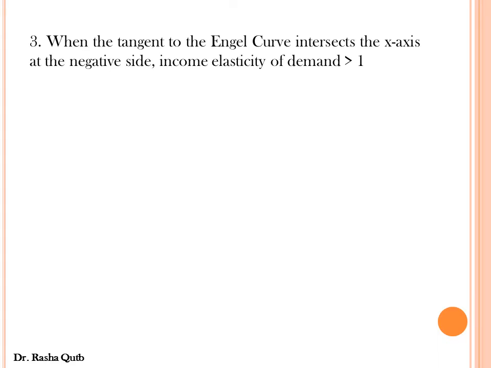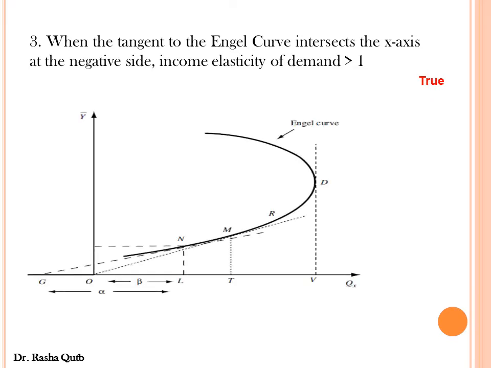Third, when the tangent to the Engel curve intersects the x-axis at the negative side, the income elasticity of demand is greater than 1. This sentence is true. Why? First, we have to draw the Engel curve and determine the point where the tangent to the curve intersects the x-axis at the negative side, which is point N, and we have to measure the income elasticity of demand at point N. We find that the distance between the perpendicular and the tangent is greater than the distance between perpendicular and the origin. Thereby, the income elasticity of demand at point N is greater than 1, and this sentence is true.